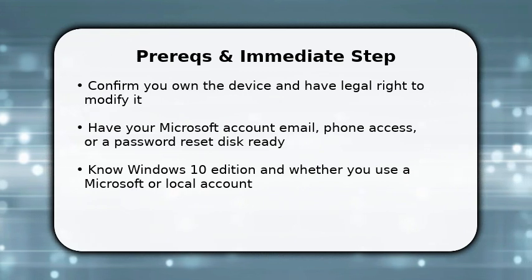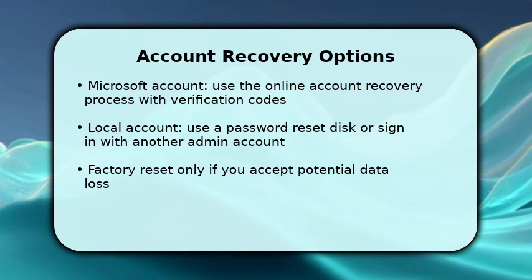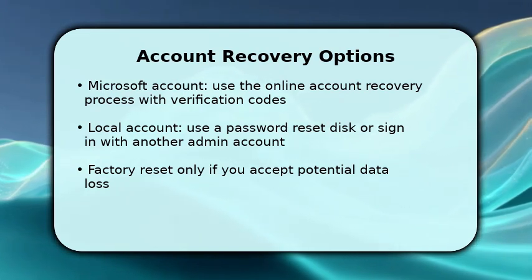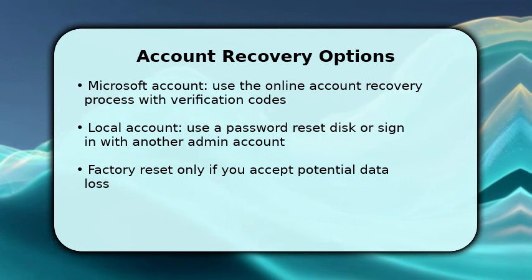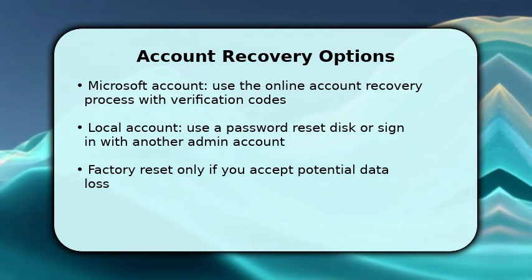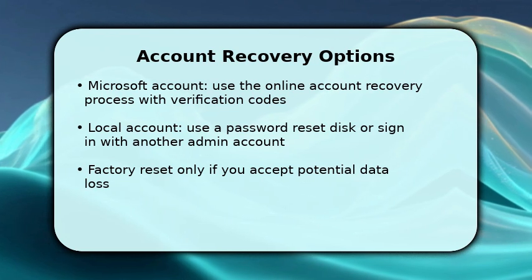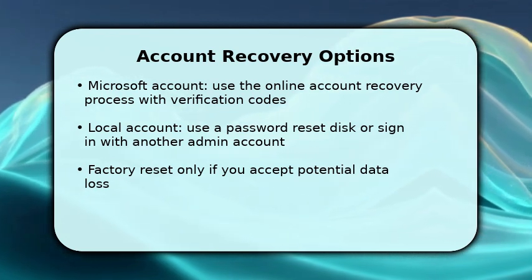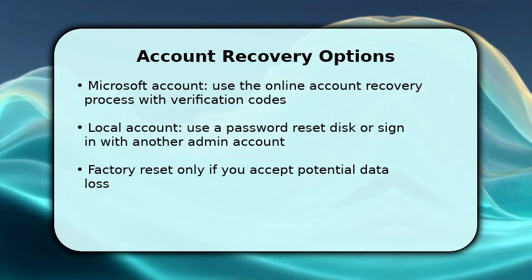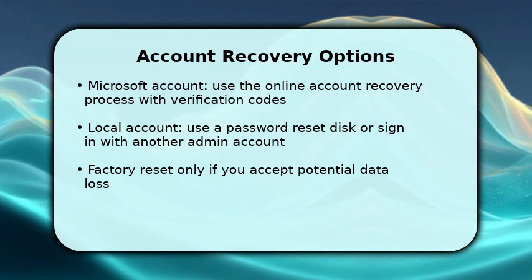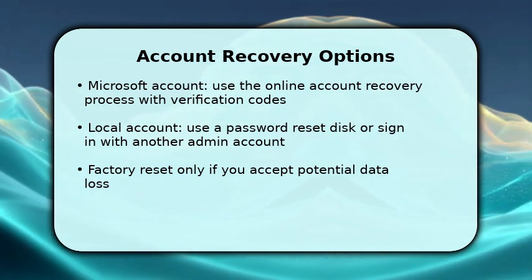For a Microsoft account, go through the official recovery process, which sends a verification code to your registered email or phone. That proves ownership without risky tricks. For a local account, use a previously created password reset disk or sign in via a different administrator account on the same PC. If neither option exists, your remaining choice may be a Windows reset or reinstall, which can erase data. Make sure you accept that trade-off and back up what you can before proceeding.